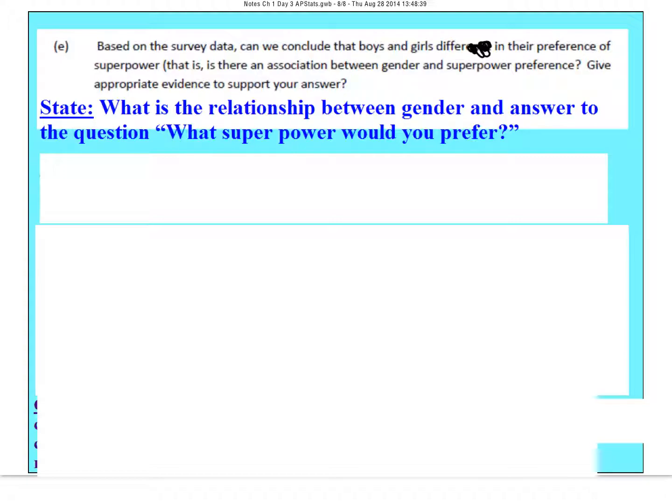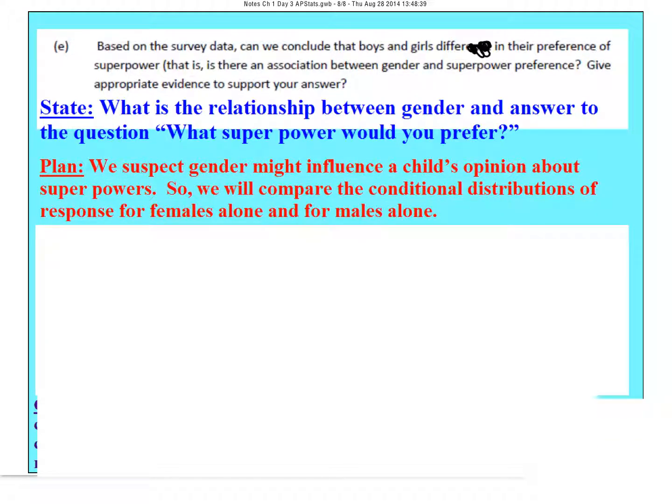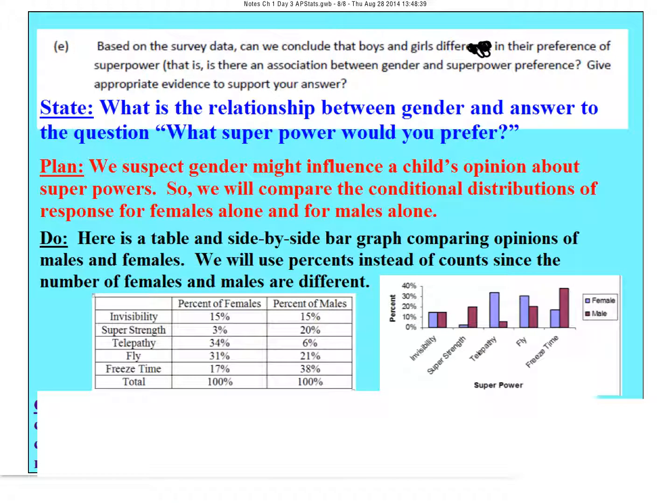What would be our plan to analyze this? Well, we suspect that gender might influence a child's opinion about superpowers. So we compare the conditional distributions of response for females alone and for males alone. Basically, let's look at the conditional output of this. Let's look at it in terms of a graph and the numbers. Well, the do part for this, there's a lot, and we've kind of done most of it, but here's what you might summarize. Here's a table and a side-by-side bar graph comparing the opinions of males and females.